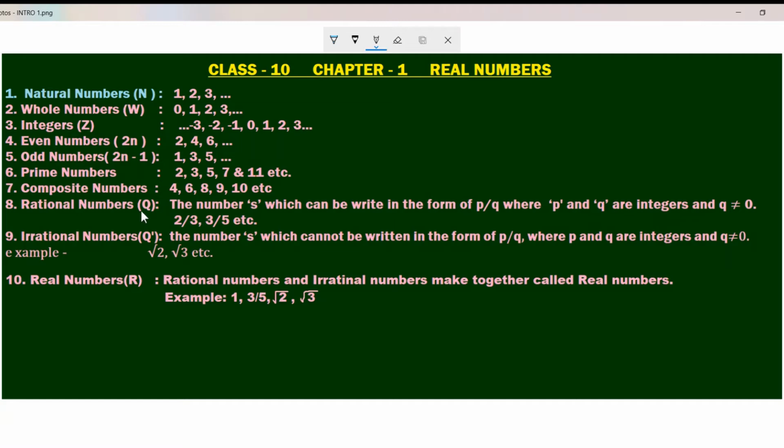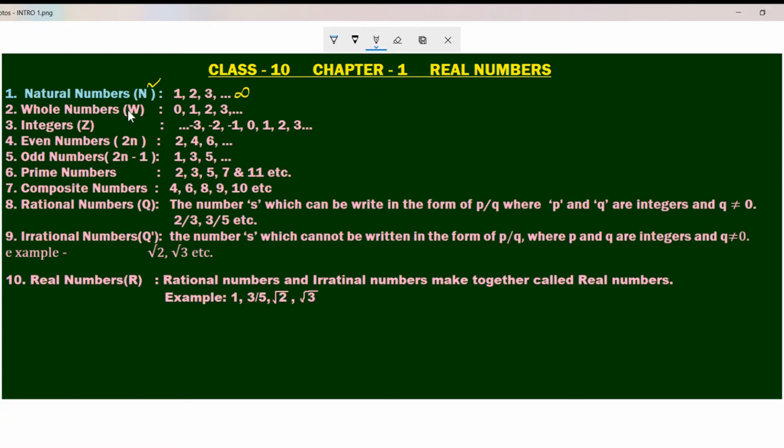Before that, what we need to do, we need to recall the different types of number which we have studied in the earlier classes. Let's see one by one. First one is natural number. We know the natural number will be denoted by the letter N. That number starts from 1, 2, 3 and so on. We know the numbers are endless. So the number which starts from 1, we will call it as natural number.